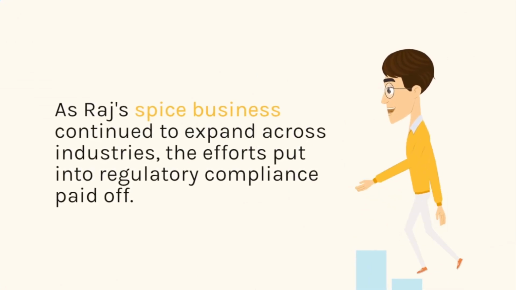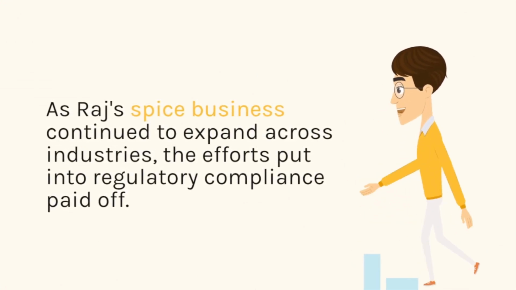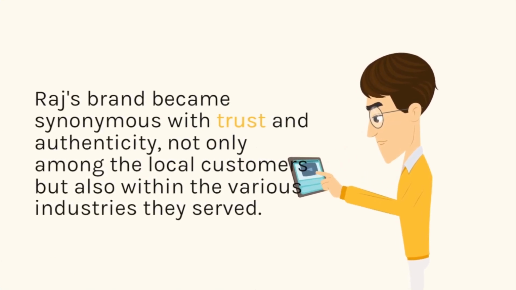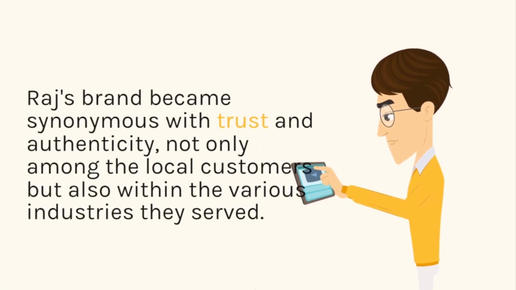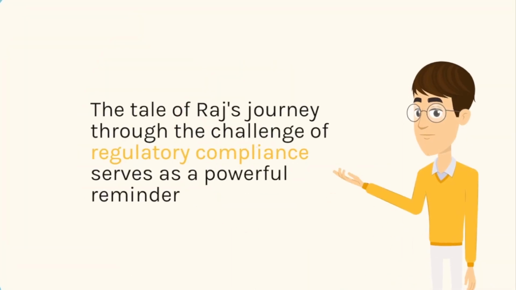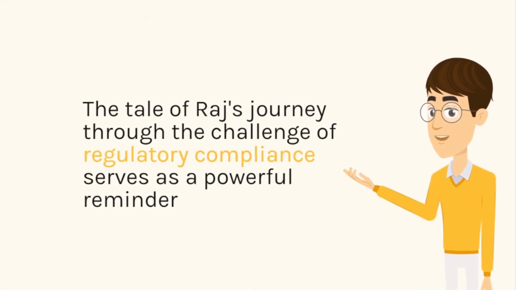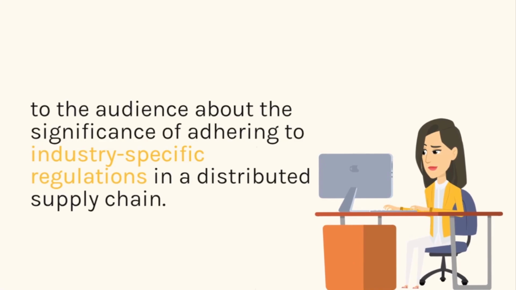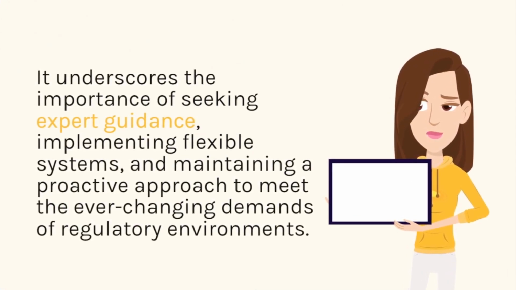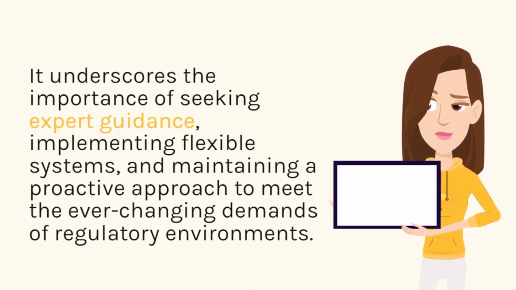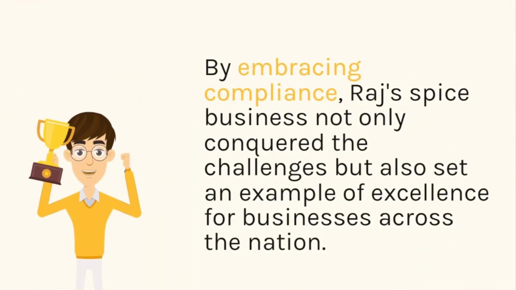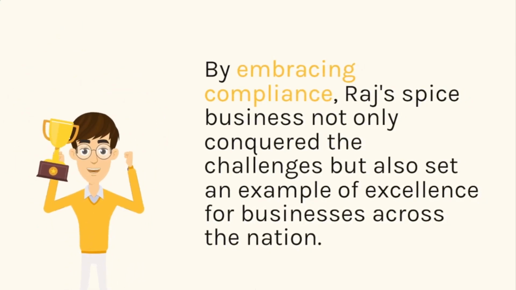As Raj's spice business continued to expand across industries, the efforts put into regulatory compliance paid off. Raj's brand became synonymous with trust and authenticity, not only among the local customers but also within the various industries they served. The tale of Raj's journey through the challenge of regulatory compliance serves as a powerful reminder to the audience about the significance of adhering to industry-specific regulations in a distributed supply chain. It underscores the importance of seeking expert guidance, implementing flexible systems, and maintaining a proactive approach to meet the ever-changing demands of regulatory environments. By embracing compliance, Raj's spice business not only conquered the challenges but also set an example of excellence for businesses across the nation.